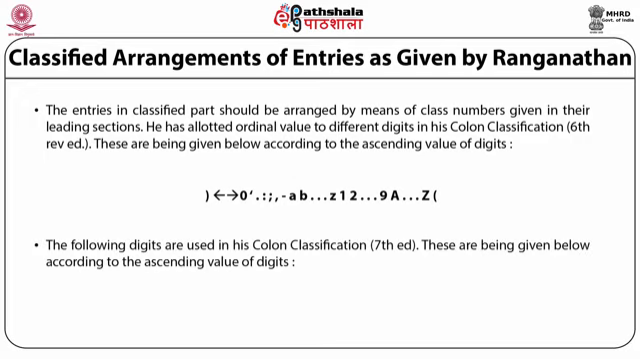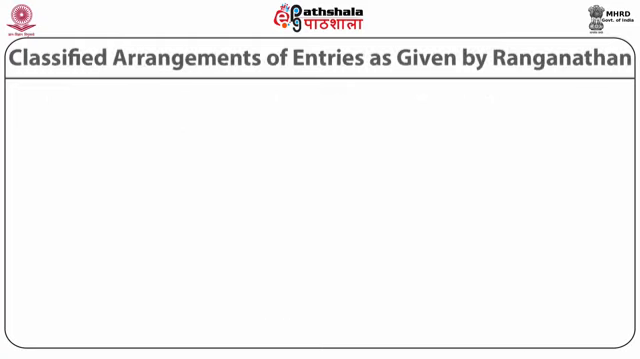The following digits are used in his Colon Classification, 7th edition. These are being given below according to the ascending value of digits: asterisk, double inverted commas, forward arrow, arrester, ampersand, inverted comma, dot, colon, semicolon, dash, comma, is equal to, plus, forward arrow, small a, b to z, 0, 1, 2 to 9, capital A, B, C, D to Z, and starter.